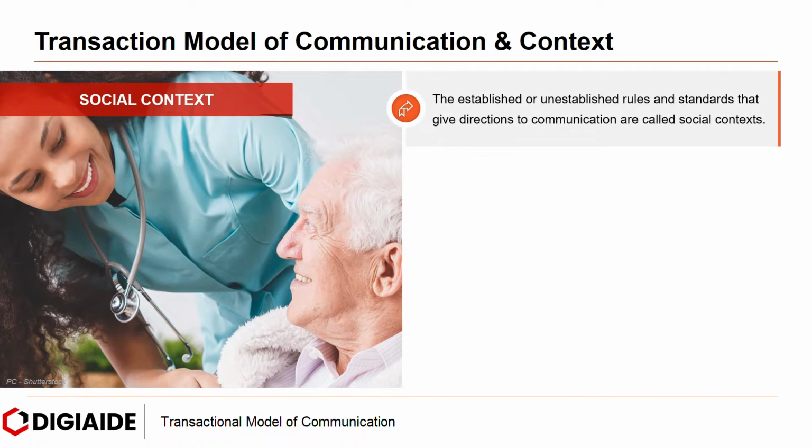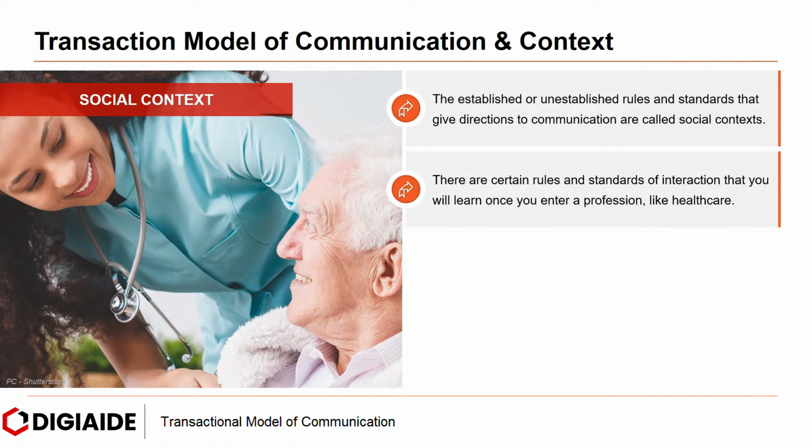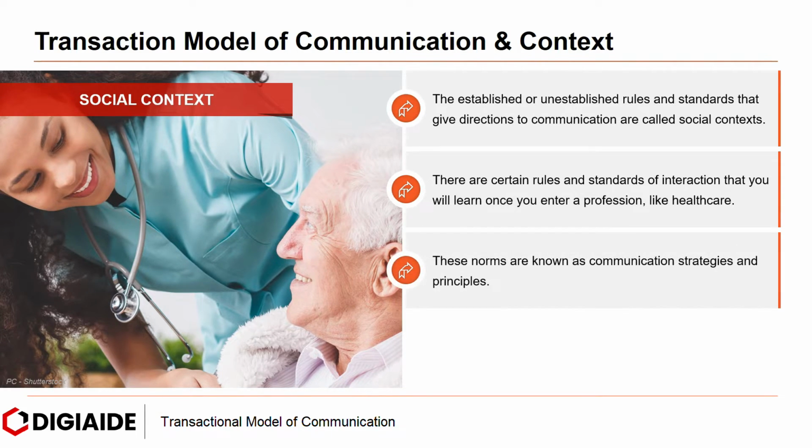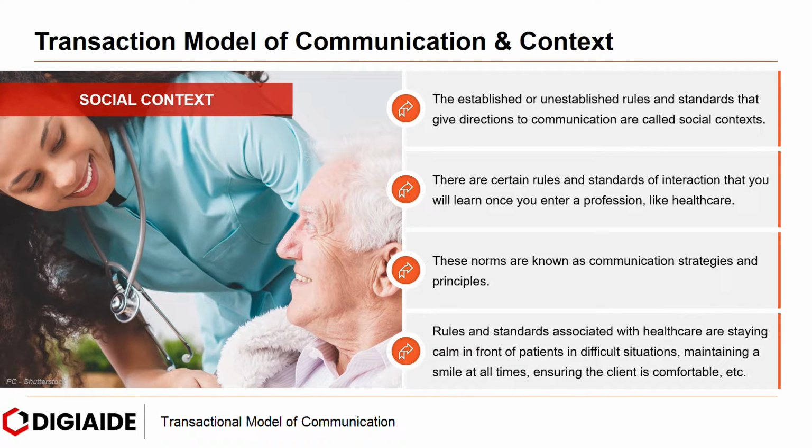Moving on to the first context, social context. The established or unestablished rules and standards that give directions to communication are called social context. There are certain rules and standards of interaction that you will learn once you enter a profession, for example, healthcare. These norms are known as communication strategies and principles. Rules and standards associated with healthcare are staying calm in front of patients in difficult situations, maintaining a smile at all times, and ensuring the client is comfortable.